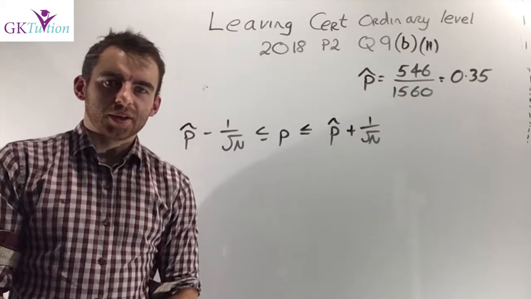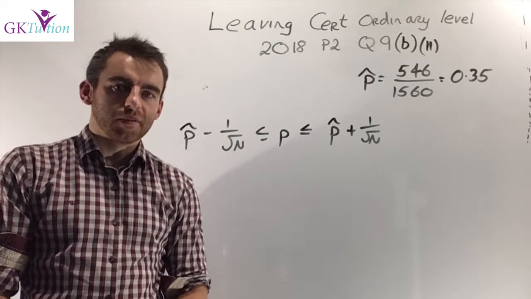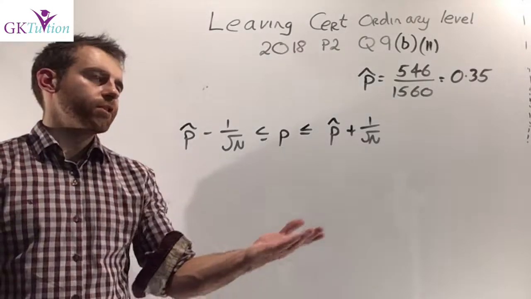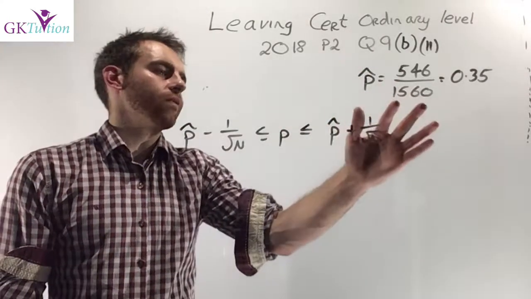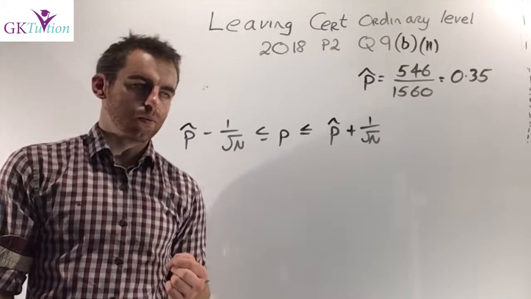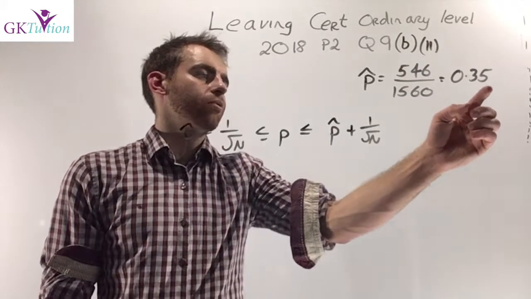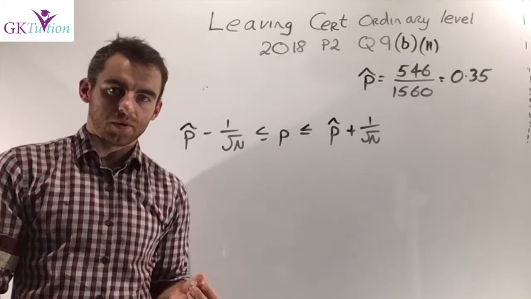In B part 2 of this question, we're told that 546 of the people surveyed enjoyed the show. So the first thing you should do is get this as a proportion. 546 of the 1,560 people who were surveyed enjoyed the show. In other words, 0.35 or 35% of the people surveyed enjoyed the show.